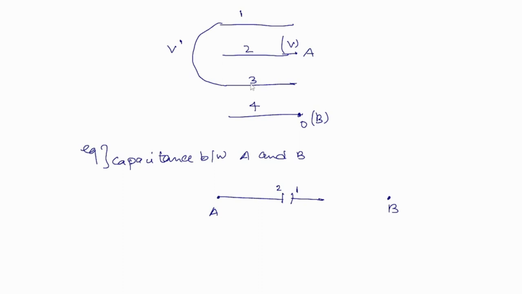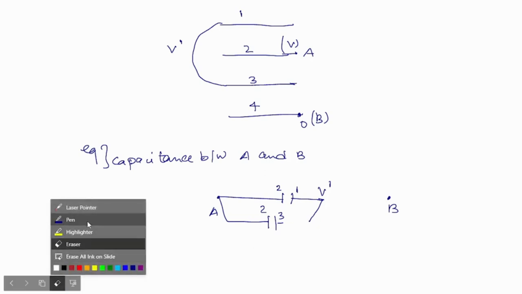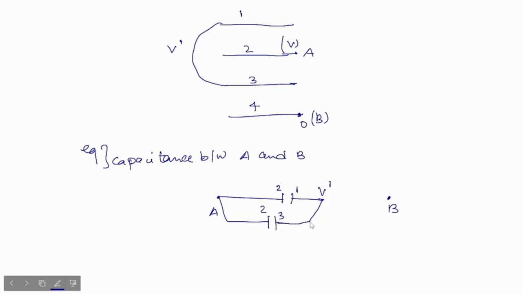Now you draw 2 and 3. So 2 is connected to A, plate number 2. This is 2. 3 is having potential V dash. You have joined it. So 3, and potential here is V dash. Now we have drawn 1 and 2, we have drawn 2 and 3. Now we need to draw 3 and 4. How will you draw 3 and 4? Plate number 3 is having potential V dash, and plate number 4 is having potential 0, which is connected to point B. This will be your modified circuit.